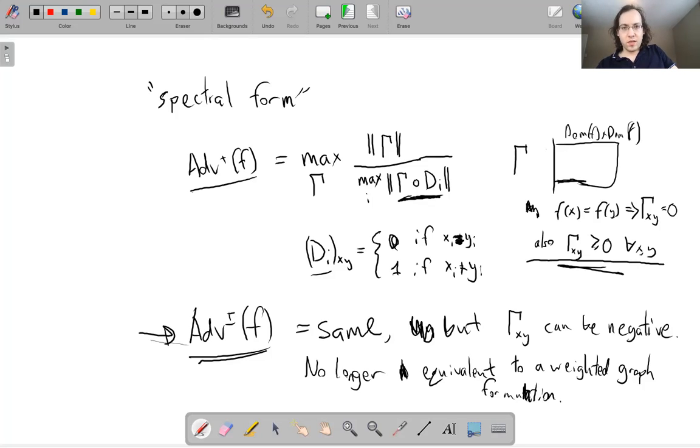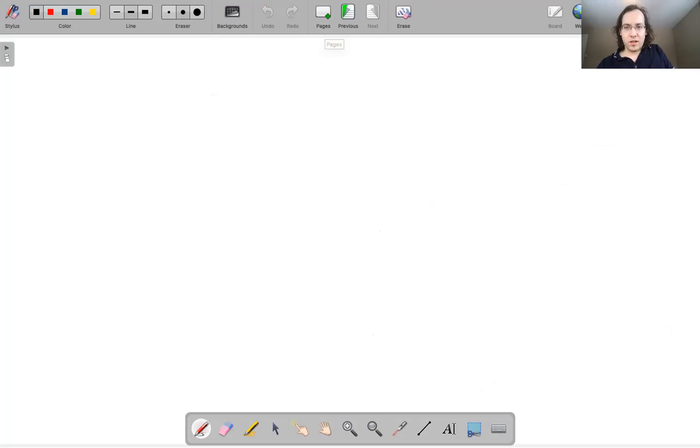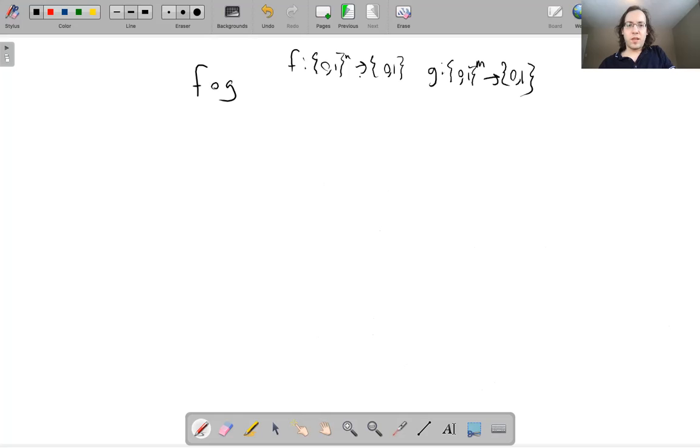Right. So I also want to mention what happens when we take a composition of functions, like f compose g. If f is a function from {0,1}^n to {0,1}, and g is a function from {0,1}^m to {0,1}, then f compose g is a function going from {0,1}^(nm) to {0,1}.